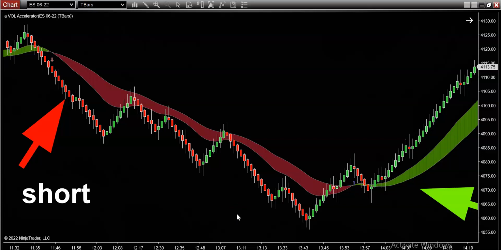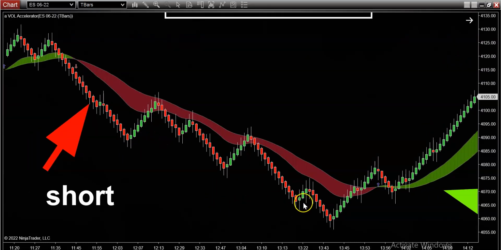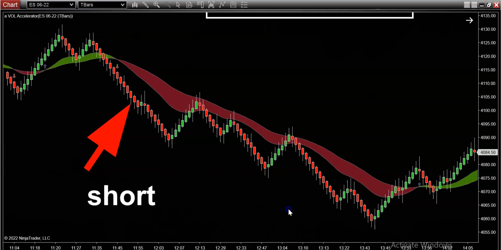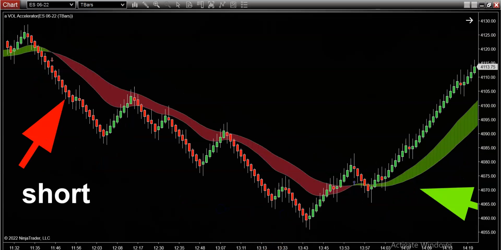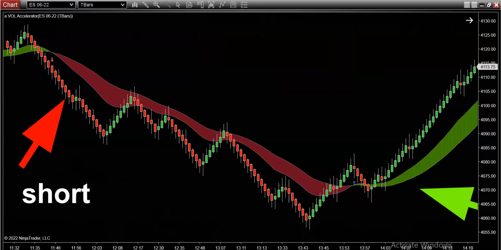All right, now I'm going to try to walk you through both a textbook beautiful short setup on the S&P as well as a long setup on the S&P. Let's start with the short. I want you guys to stare at this chart right now. I've been doing hundreds of videos on retracement patterns, and I've been really trying to teach you how to identify them. Do me a favor, stare at this chart right now, and tell me if you can spot a retracement pattern to the short side. Go ahead. I'll give you a couple of seconds.